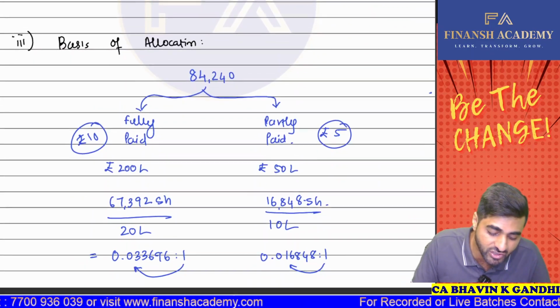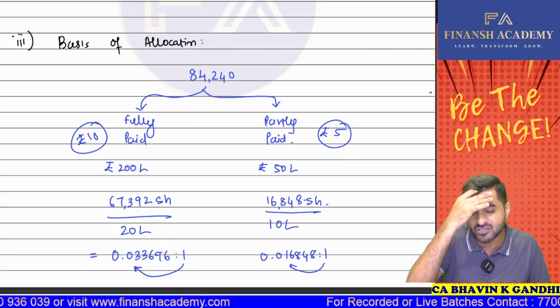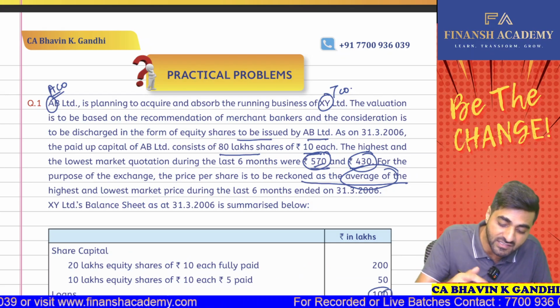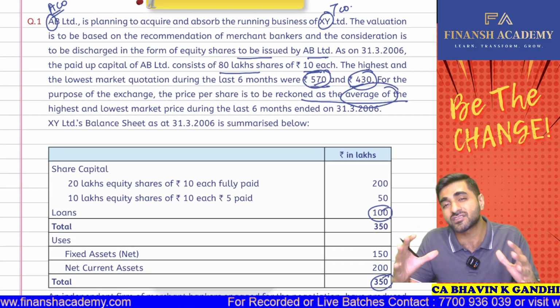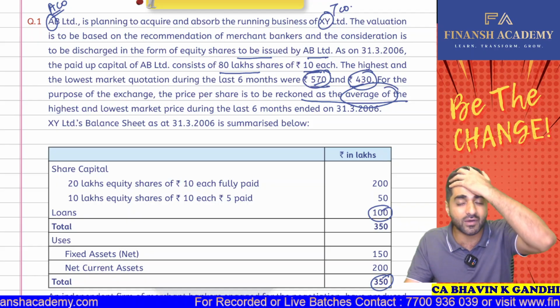Now, what is the basis of allocation? My dear students, the basis of allocation is that we have to see whether this is fully paid or partly paid, because here there are two classes of equity shareholders. One is fully paid, one is partly paid.